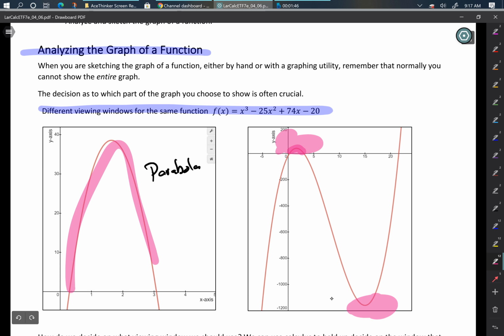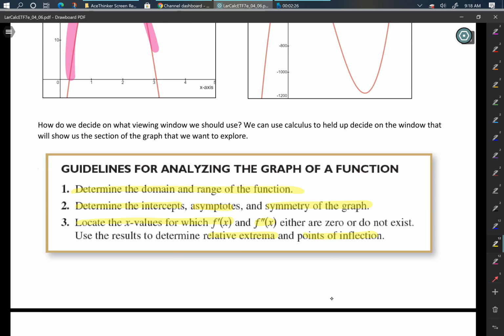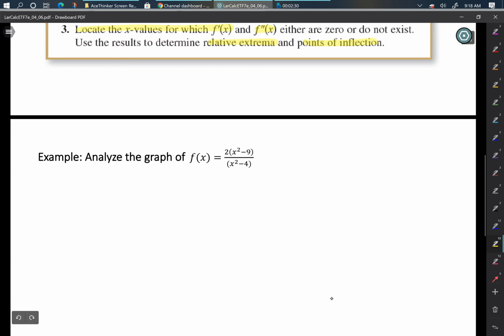Right? So the guidelines for this are: find the domain and range of the function, determine if it has intercepts, asymptotes, or symmetry, and then use that first derivative and that second derivative to find extrema, increasing and decreasing, points of inflection, intervals of concavity. And then put that all together to say, okay, here's a good viewing window. Here's what I want to see when I look at this graph. We only have one example.